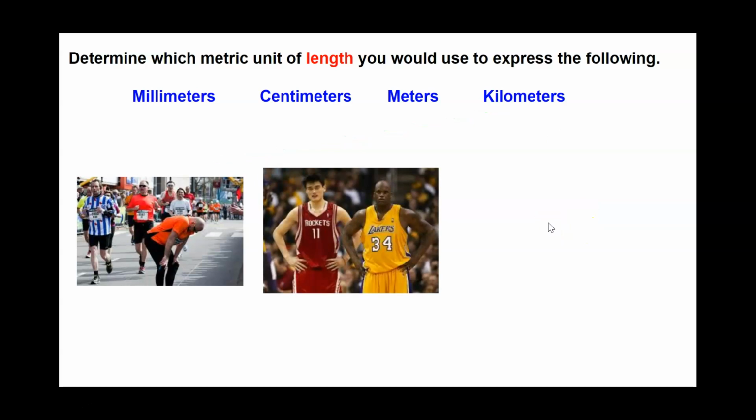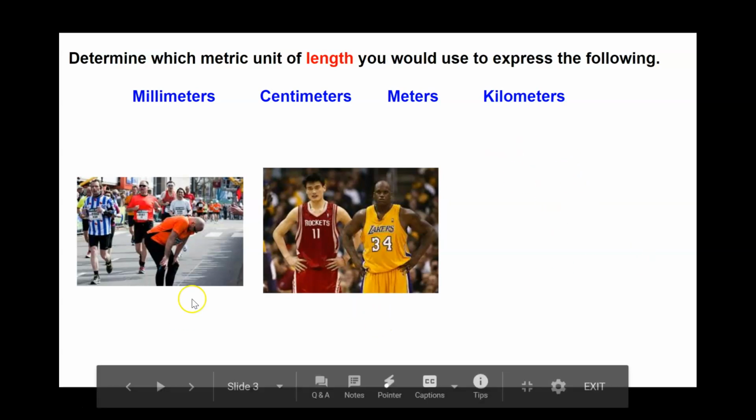What if I want to measure Shaq or Yao Ming? What do you think I'm going to use? Please don't say your car, because it's not kilometers. They aren't that big. What did y'all put, centimeters? I think y'all must not realize how tall Yao Ming or Shaq is. That's going to be meters.